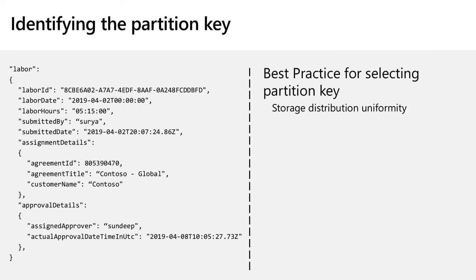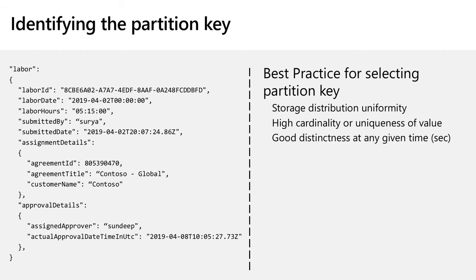Number one, the storage distribution has to be uniform. So basically, it's like front row seats, right? If it's uniform, then it's better for performance and things like that. Second, high cardinality. Make sure there's uniqueness of value when you are selecting a partition key, so that you get the most throughput. Third, good distinctiveness at any given time. So these are the three factors which you can use to select your partition key.